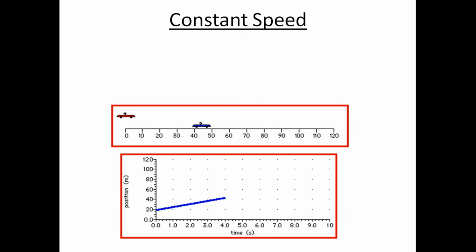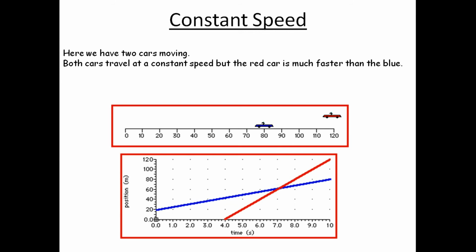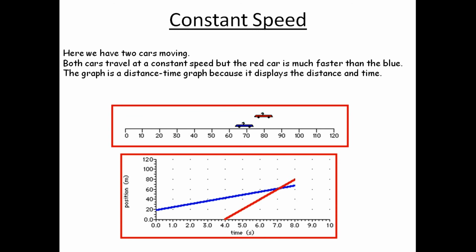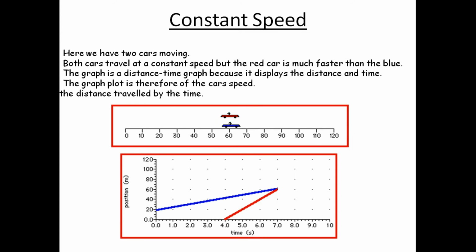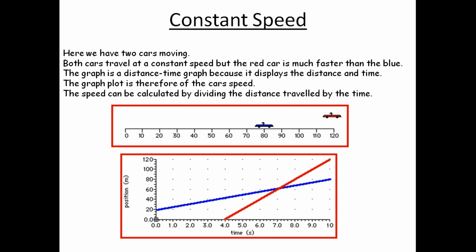Let's have a look at these graphs now. Here we have two cars moving. Both cars travel at a constant speed, but the red car is much faster than the blue. Therefore, we can see that the red car covers a greater distance in a shorter amount of time. This graph is a distance time graph because it displays distance and time. The speed can be calculated by dividing the distance travelled by the time it has taken.